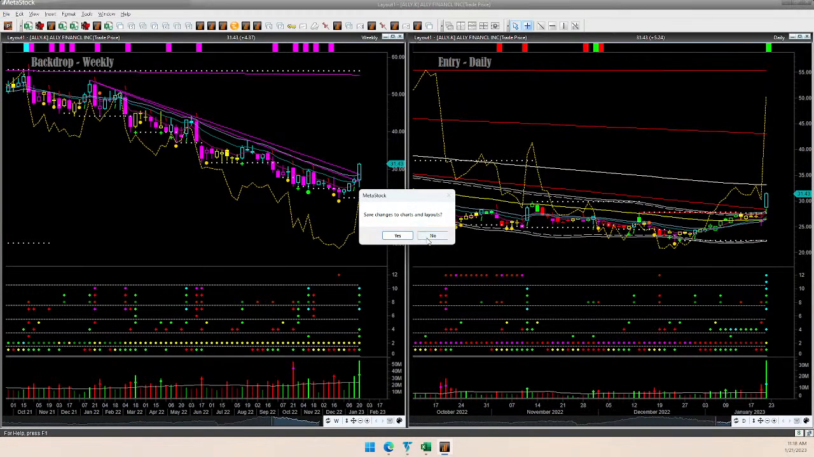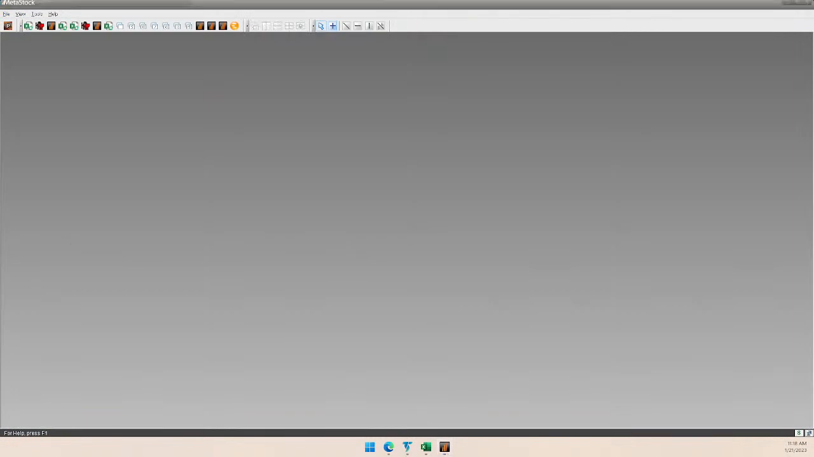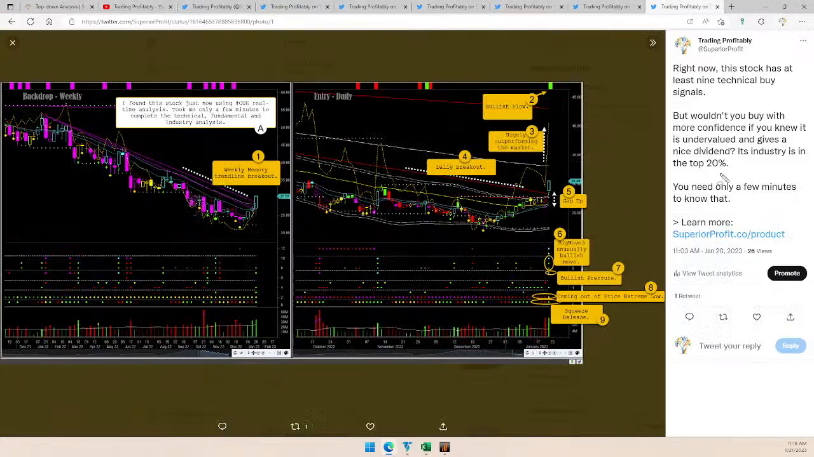Remember, I tweeted about it on Friday in the morning session. And what did I mention? I was buying, of course, but I mentioned that this stock had at least 9 technical buy signals. If you added the Q momentum signals, you had more, but at least 9 technical signals in core Q systems.